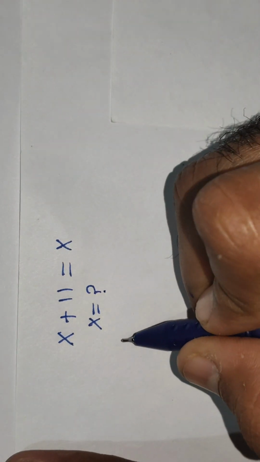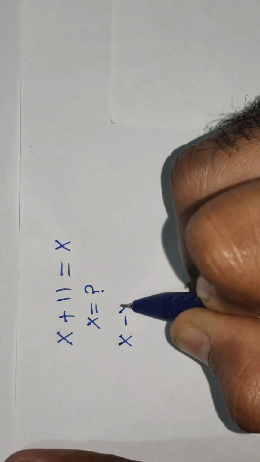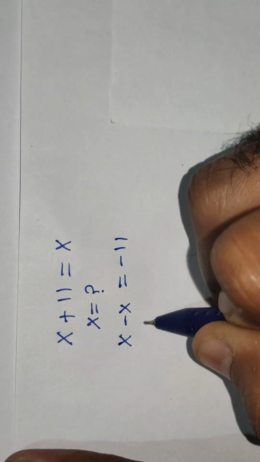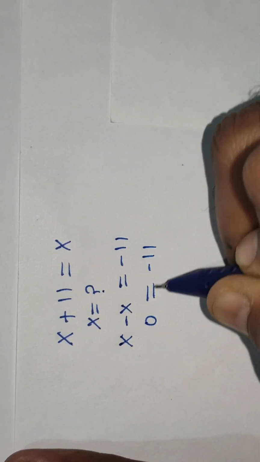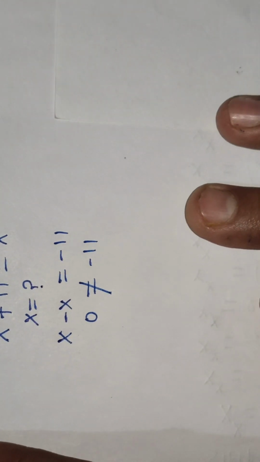First we think x plus 11. Move x to this side, equal to minus 11. 0 equal to minus 11. This is not possible. So now our next solution for this.